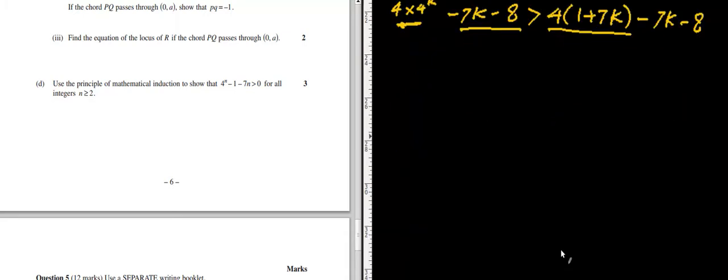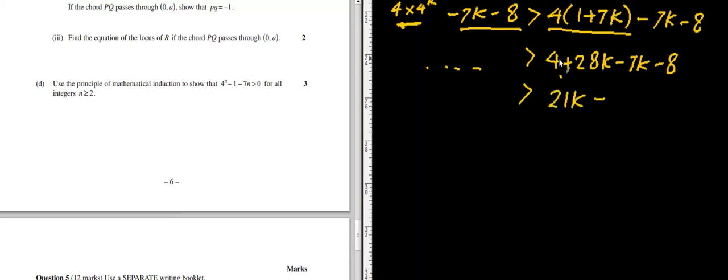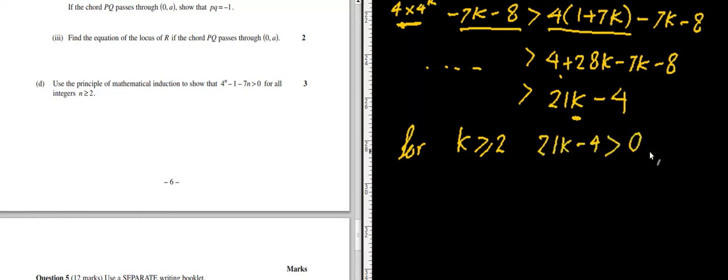So the right hand side is simply going to become greater than, expanding the bracket, 4 plus 28k minus 7k minus 8. So this will be 21k minus 4. Now for k greater than or equal to 2, if I plug in k greater than or equal to 2, this is always going to be greater than 0. So you might as well write the last one separately. For k greater than or equal to 2, 21k minus 4 is greater than 0. Therefore, T(k+1) is also greater than 0. So there you go.